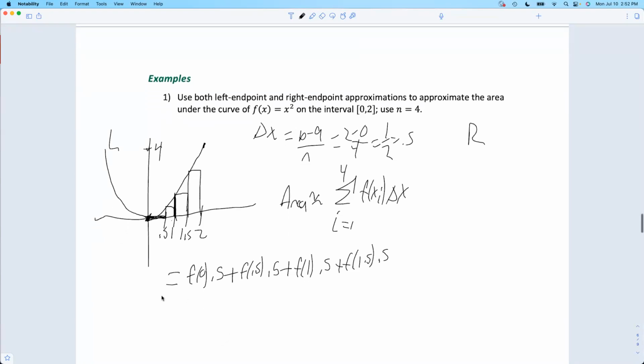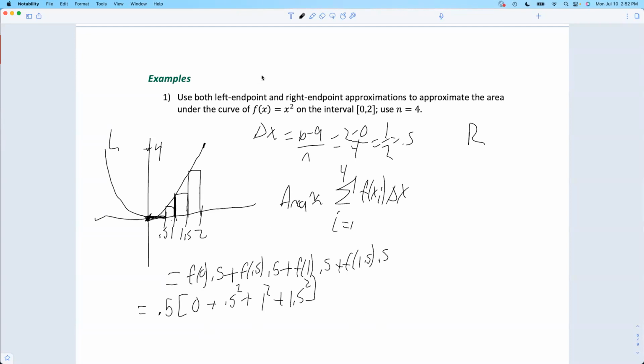Okay, I'm going to factor the 0.5 out and just add all those up. F at 0 is just 0. 1/2, remember, my function's x squared. When I say f, I mean I'm plugging into this function. That'll be 0.5 squared plus 1 squared plus 1.5 squared. And I factored that 0.5 out so I didn't have to keep multiplying by it.